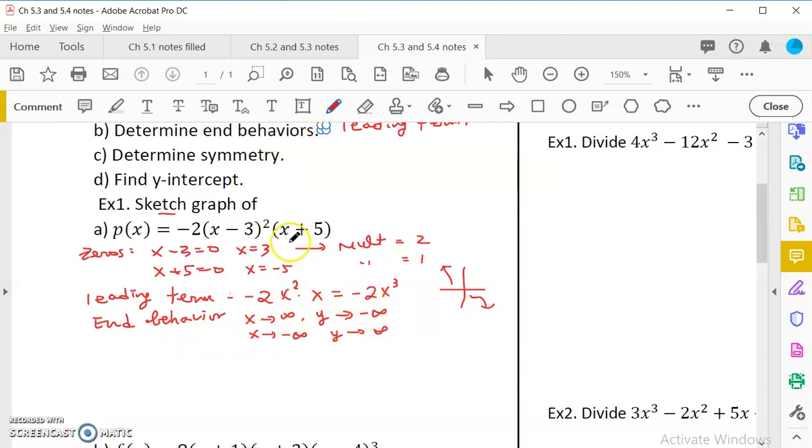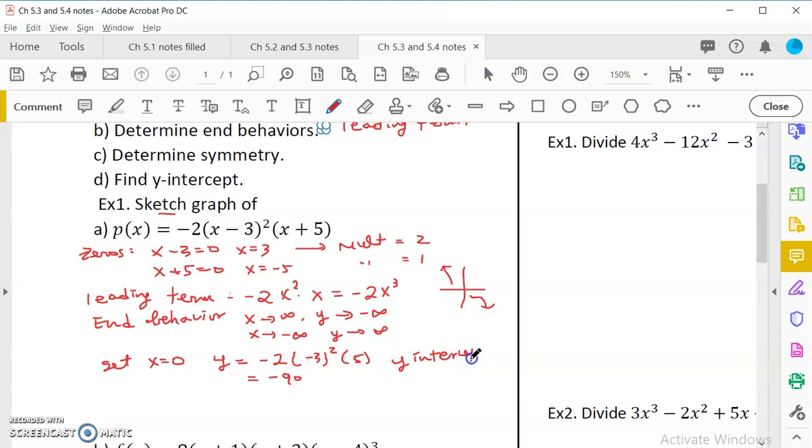Is there any symmetry? I don't think so. They have different zeros on different sides, so it's not symmetric. So find the y-intercept. Set x equal to 0. Then y becomes negative 2 times negative 3 squared times 5. Negative 3 squared is positive 9, times 5 is 45, times negative 2 is negative 90. So that's a very big y-intercept.